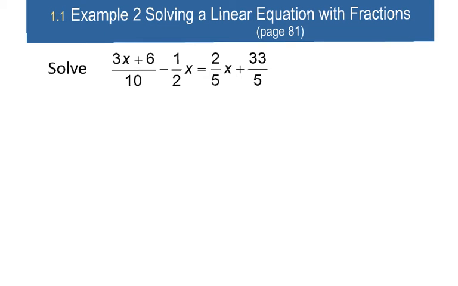Next. Okay, and this is still a linear equation, even though it has a lot of fractions in it. There's no x values in the denominator, so this is still linear. What we're going to do here is find our least common denominator, and then multiply that least common denominator to everything in our equation.